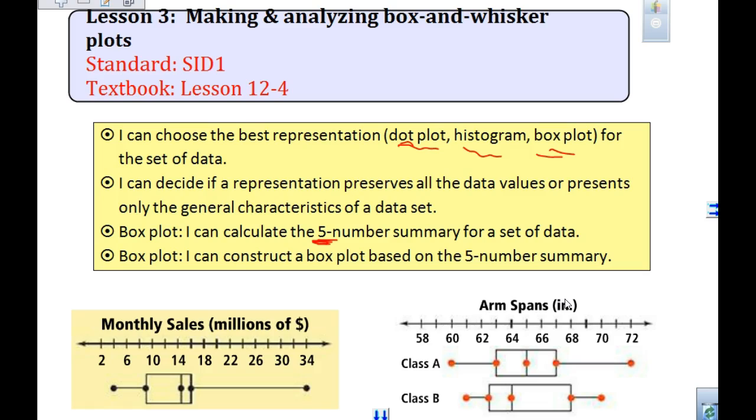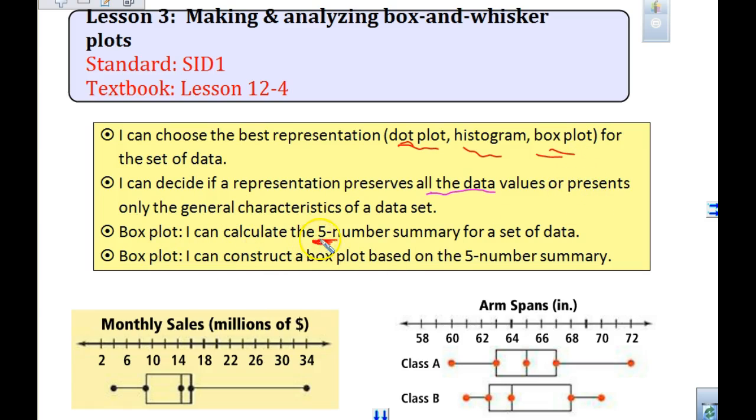So, E3, we're going to make and analyze box and whisker plots. I think you guys have done stem and leaf plots, and maybe you've seen dot plots before. Our standards are: I can choose the best representation, a dot plot, histogram, or box plot for a set of data. I can decide which ones preserve the data. We talked yesterday about how histograms often do not preserve the data, right? You can't tell how many of a certain one. In a dot plot you can, and you also can when you make a stem and leaf plot. That kind of preserves it.